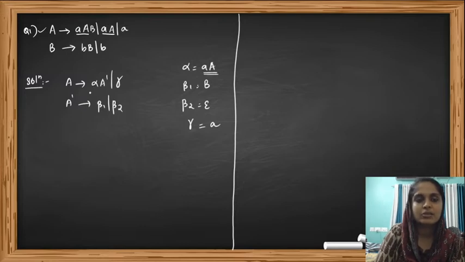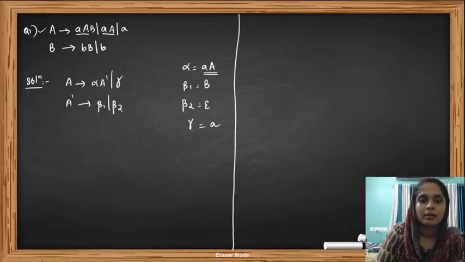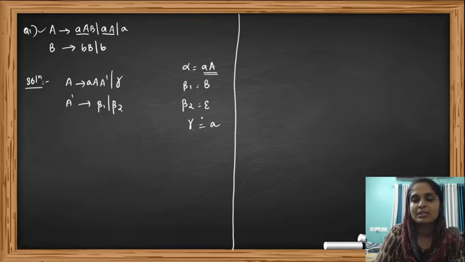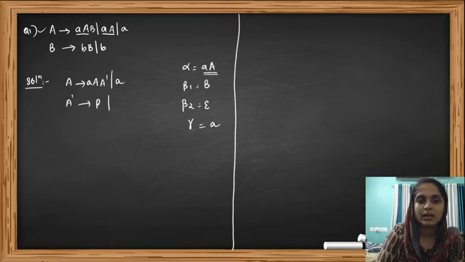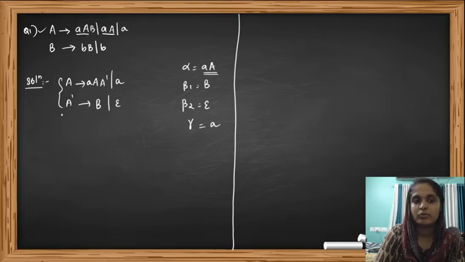We can now substitute the values of alpha, beta and gamma. Okay, so what's the value of alpha? Alpha is AA. So instead of alpha, you can write AA. And what's the value of gamma? Gamma means small letter A. Now what are the values of beta 1 and beta 2? Beta 1 and beta 2 are capital B and epsilon. Okay. So now we have converted the A production to these two forms, right?